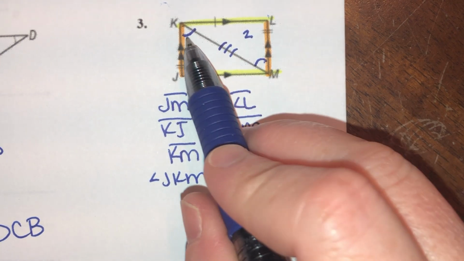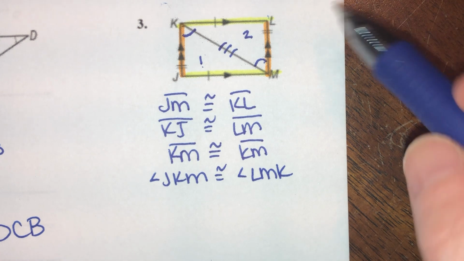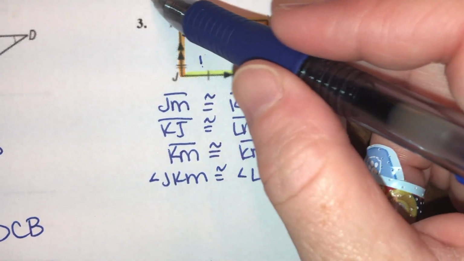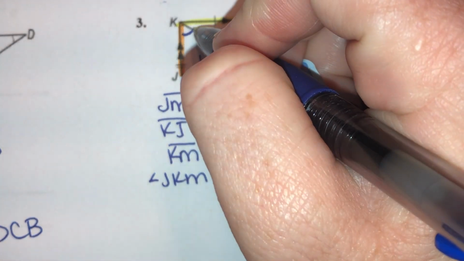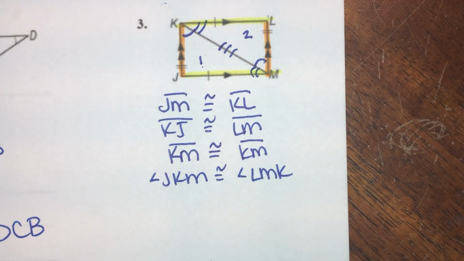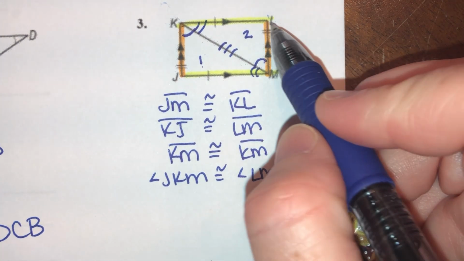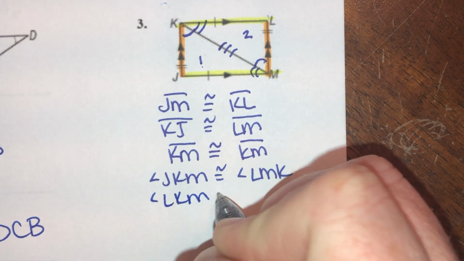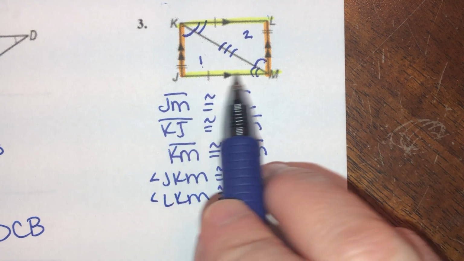Okay, so that's this angle and this angle. Okay, I also know it works the other way, right? When I'm talking about this yellow line and this yellow line cut by this transversal, I can say that this angle is the same size as this angle because they're alternate interior. So angle LKM is congruent to JMK.